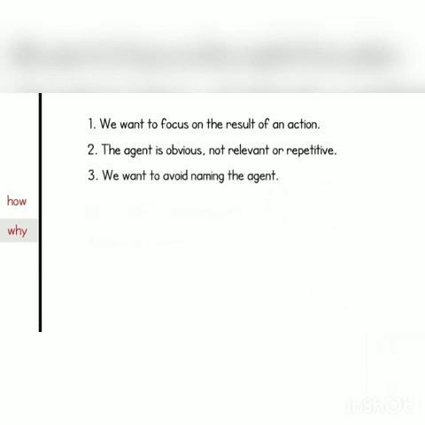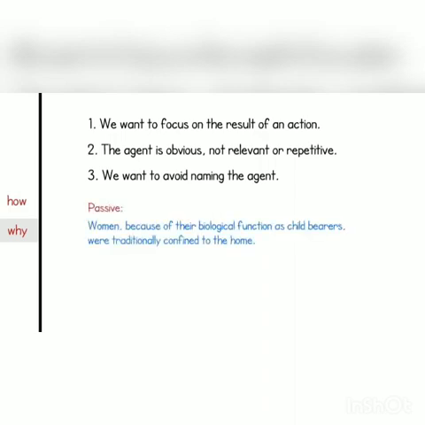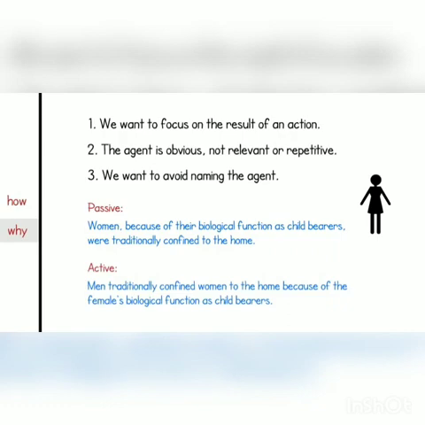Lastly, we use passive when we want to avoid naming the agent. For example, women, because of their biological function as child bearers, were traditionally confined to the home. Rather than saying, men traditionally confined women to the home because of the female's biological function as child bearers.